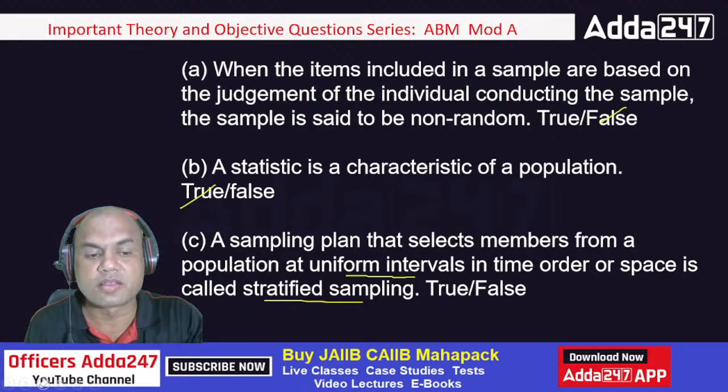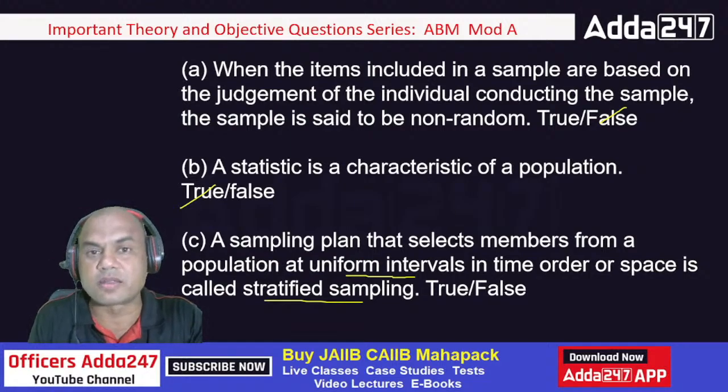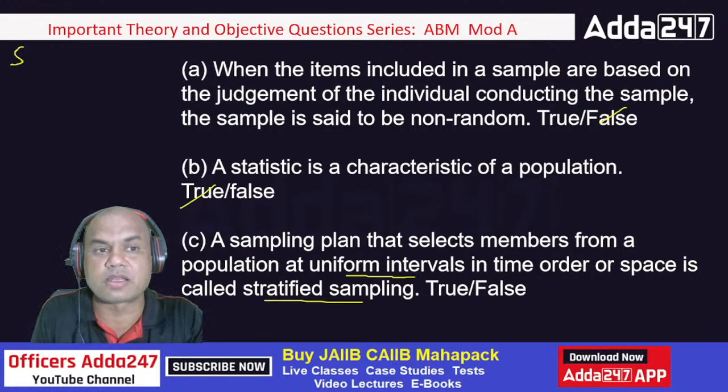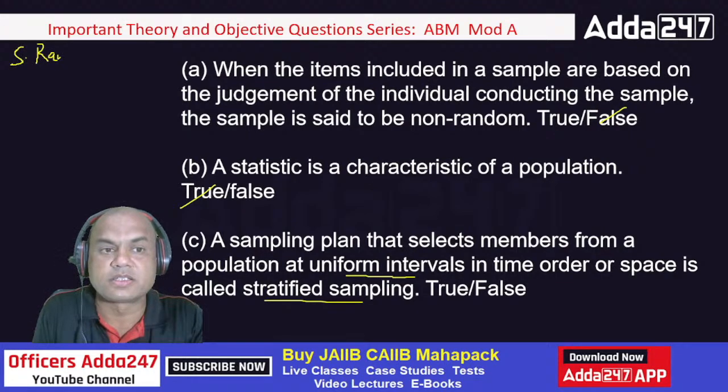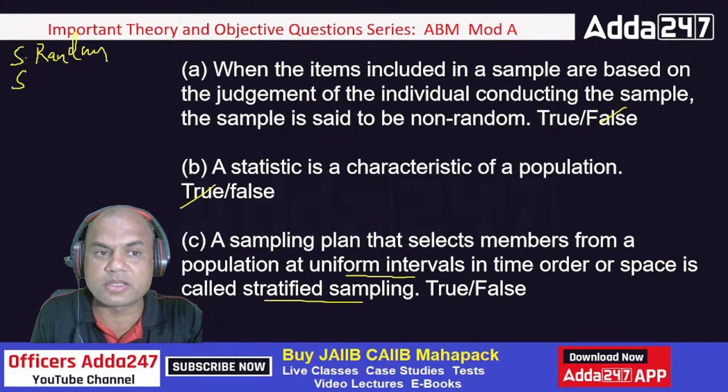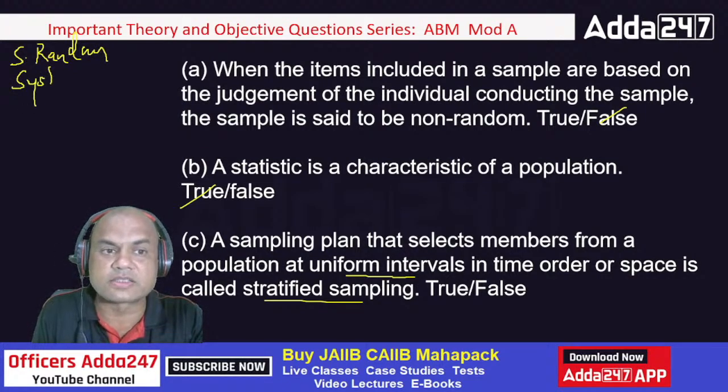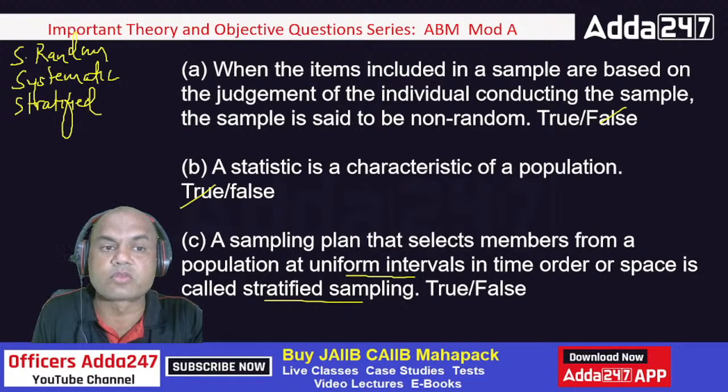Correct. It is simple random. I'll write just S random. Simple random. Then second is systematic. Remember this. Systematic. Read this now everyone. Systematic. Third is stratified. And fourth one is cluster.